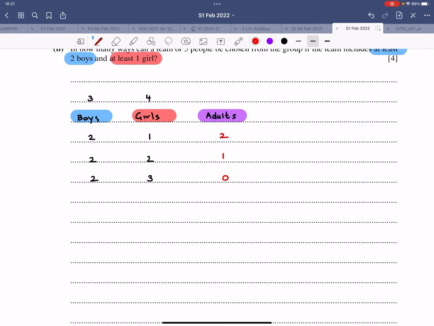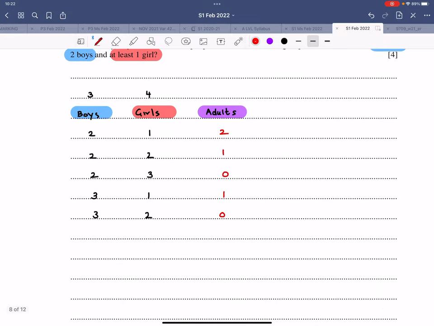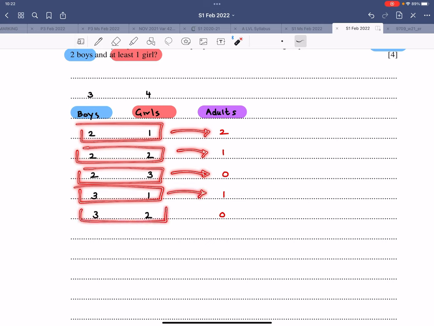Now, what if we fix the girls to 1? Then boys could be 3. So 3-1. And if the boys would be 4, this is not possible. So backtrack. What about making this 2 and making this 3? That is also a possibility. So 3 plus 1 is 4, you are left with 1. 3 plus 2 is 5, you are left with 0. Now this is all set. Let's read it out. 2, 1, and then a 2. 2, 2, then a 1. 2, 3, then a 0. 3, 1, then a 1. 3, 2, and then a 0. So 5 possibilities are there.